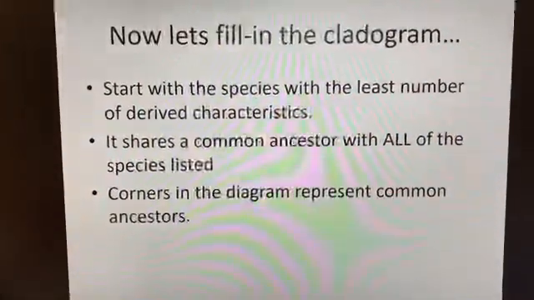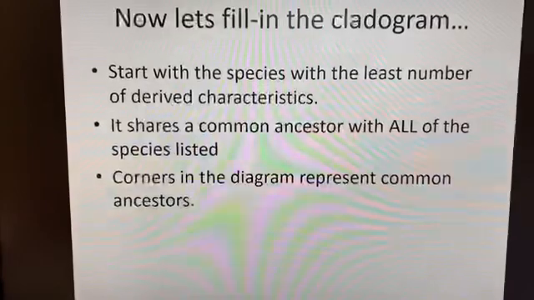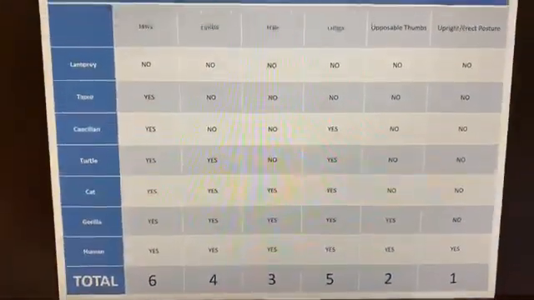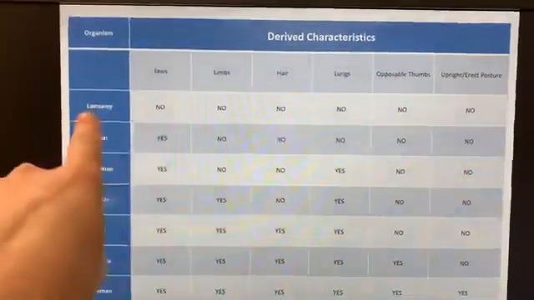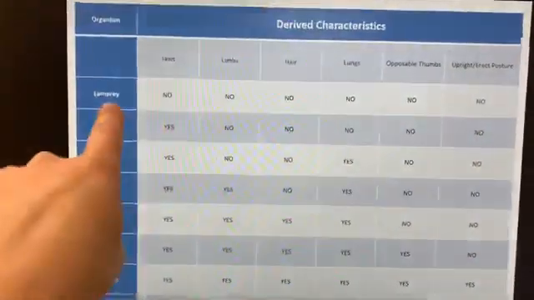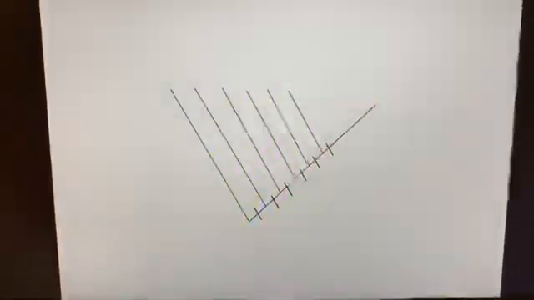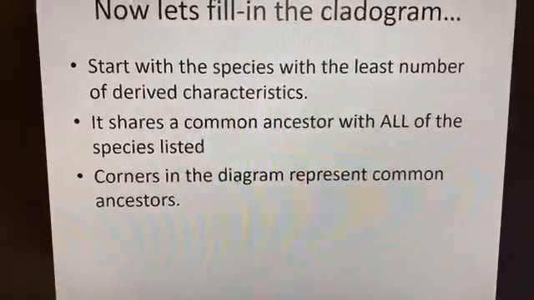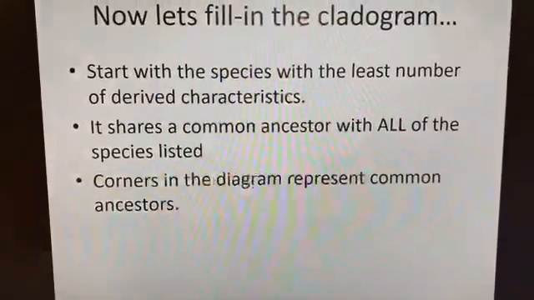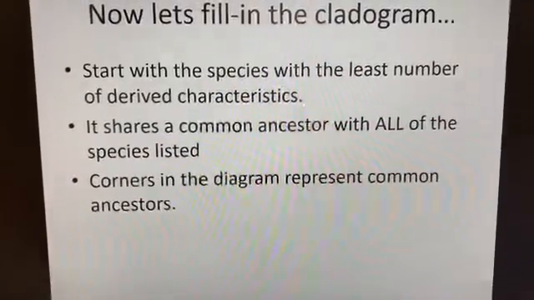Now, let's fill in the cladogram. Start with the species with the least number of derived characteristics. Who has the least? The lamprey, because it doesn't have any of them. Zero derived characteristics, so the lamprey is where we're going to start. It shares a common ancestor with all of the species listed, and therefore the corners in the diagram present the common ancestors.